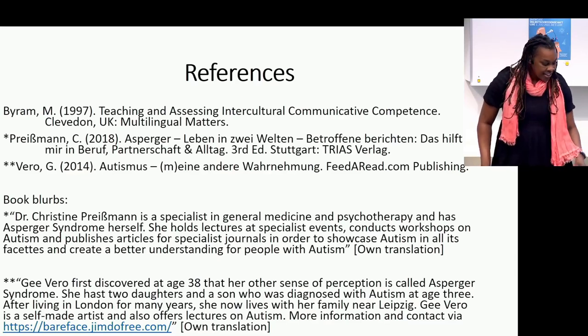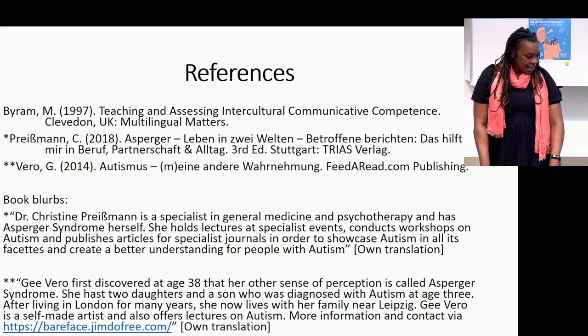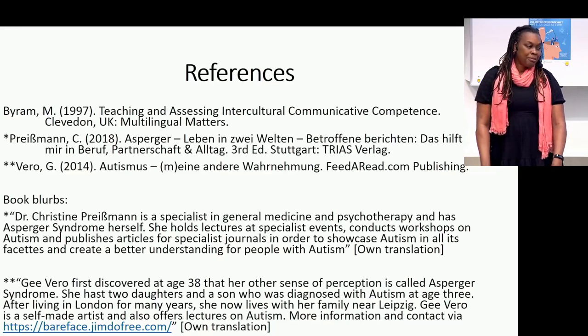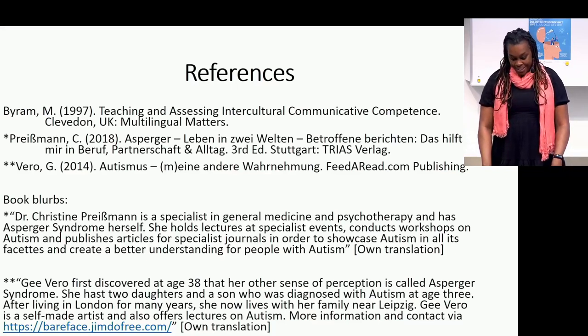And the second book I just presented to you is written by Dr. Christina Preisman, who lectures and also holds workshops to help people develop autistic literacies. Mind reading from an outside perspective.